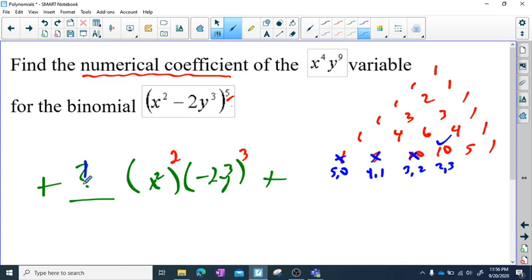I know then that this number has to be that 10 right there, just because I followed the pattern of what happened to these exponents in order for them to get to the point where that's a 2 and a 3.